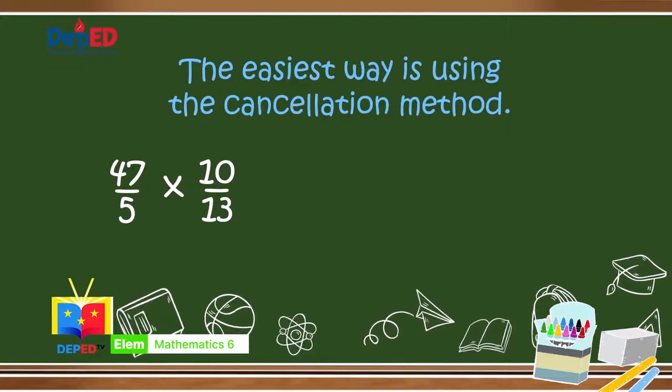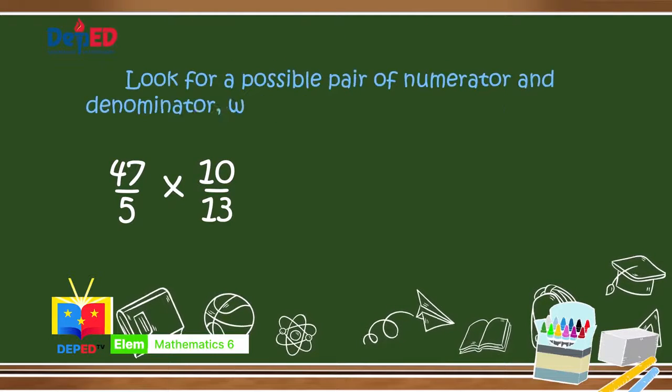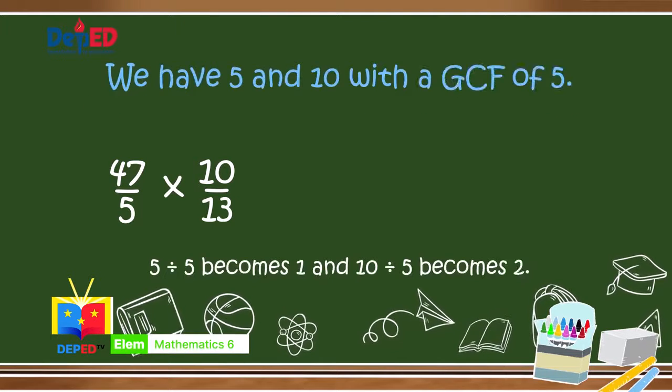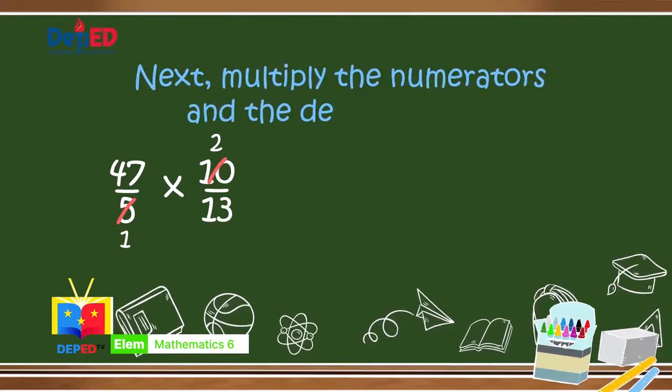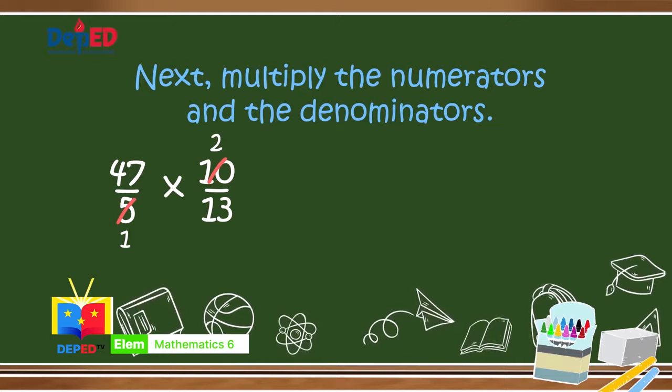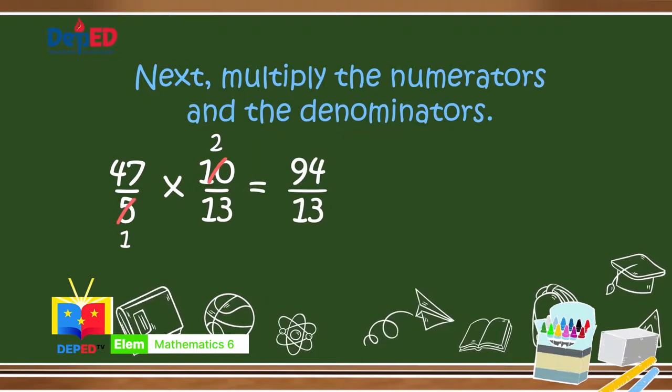Look for a possible pair of numerator and denominator which can be cancelled or reduced. Yes, we have 5 and 10 with a GCF of 5. 5 divided by 5 becomes 1. 10 divided by 5 becomes 2. Next, multiply the numerators and the denominators. 47 multiplied by 2 equals 94. 1 multiplied by 13 equals 13.